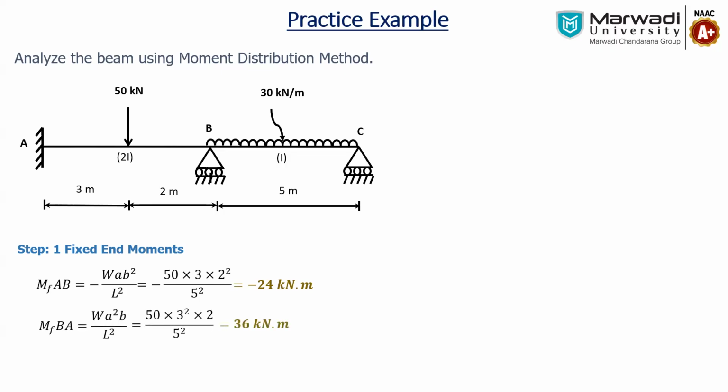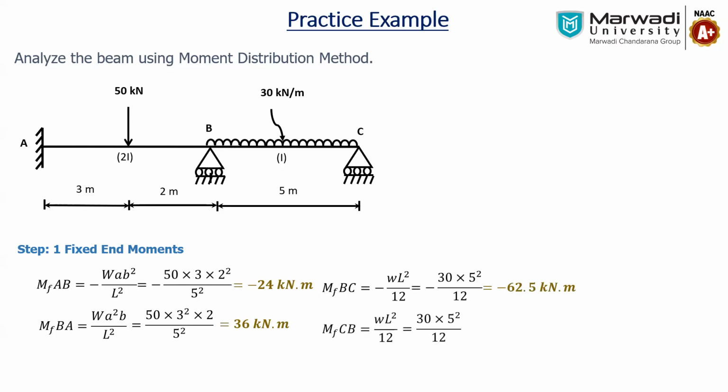Similarly, if we apply the equations of the fixed end moment to span BC, as it is a UDL, the moment will be minus 62.5, while MFCB is 62.5. This first step is very basic and fundamental, and it shows the importance of the fixed end moment equations which you have remembered.